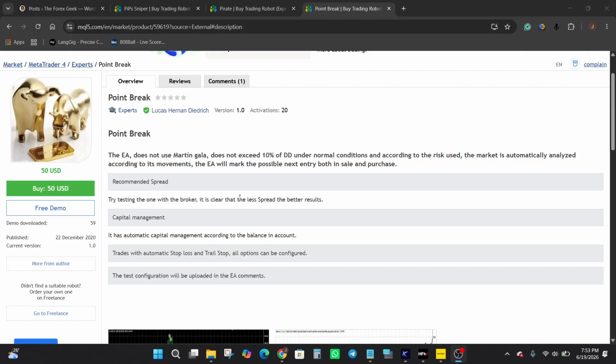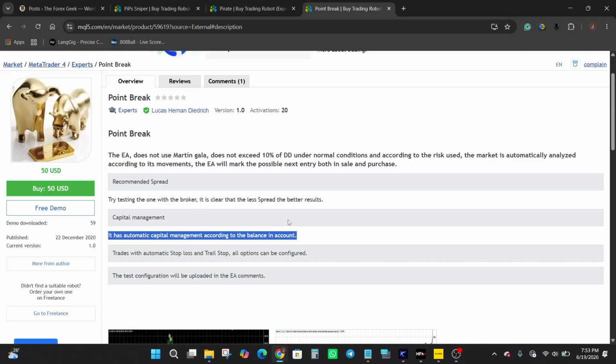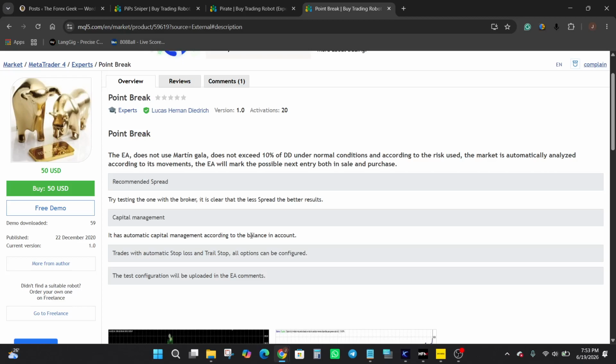Another feature mentioned is automatic capital management. According to the description, the EA adjusts capital management based on the account balance, which allows position sizing to adapt automatically as account equity changes.